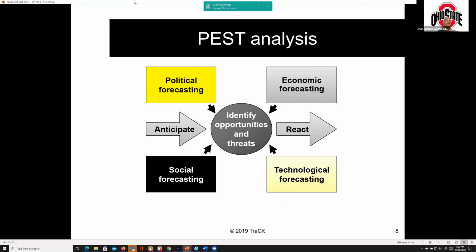All right, so really what you're trying to do, the circle in the middle, is identify opportunities and threats. And so again, you have political forecasting, social forecasting, economic, and technological. And so you want to try to anticipate and then react. Again, it's a business plan, so you want to try to plan for certain things.